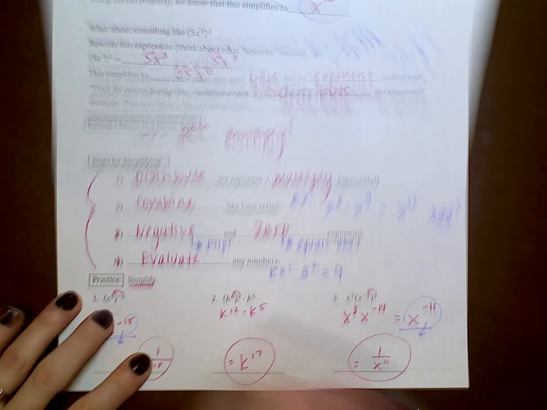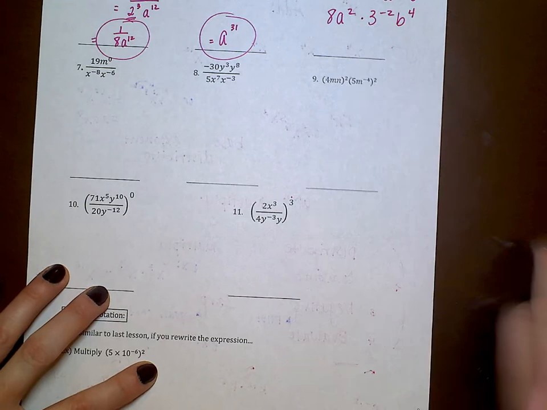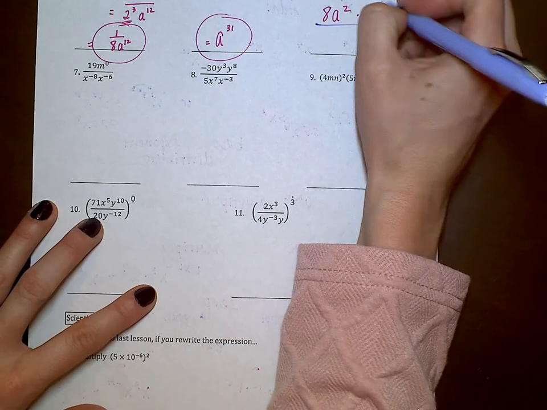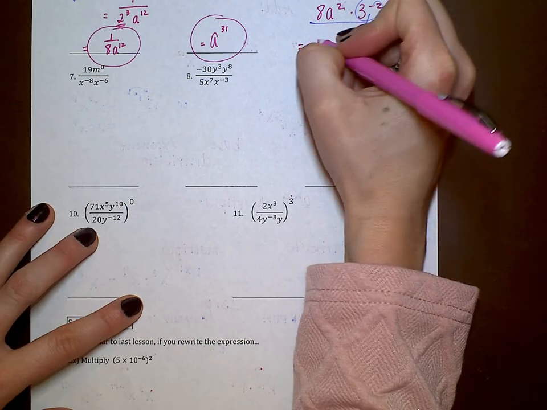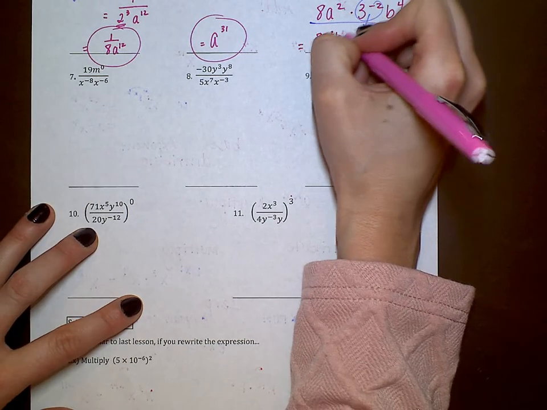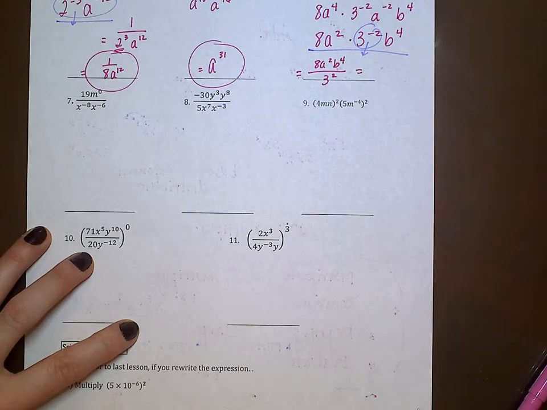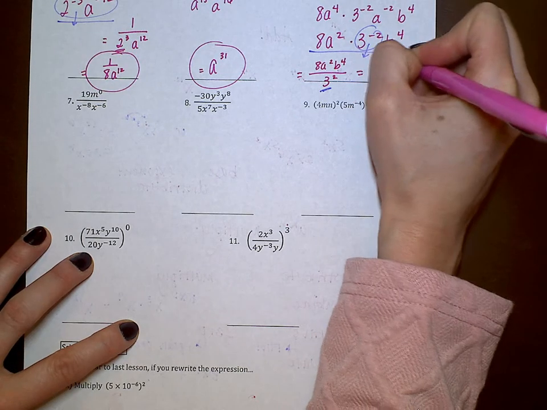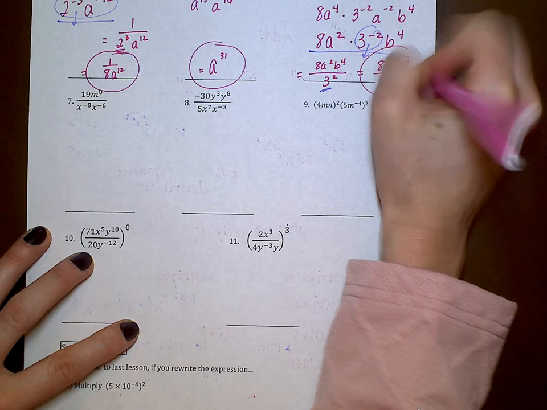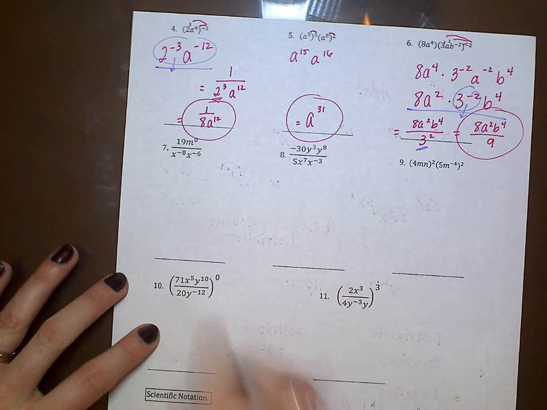Next step, take care of negative and 0 exponents. So the 3 is the only one that needs to move. So let's see, that would be 8a squared b4 on top and 3 to the +2 now on bottom. And then I know that I can make 3 squared equal 9. So I'm done. Whew, lots of steps. All right, number 7.